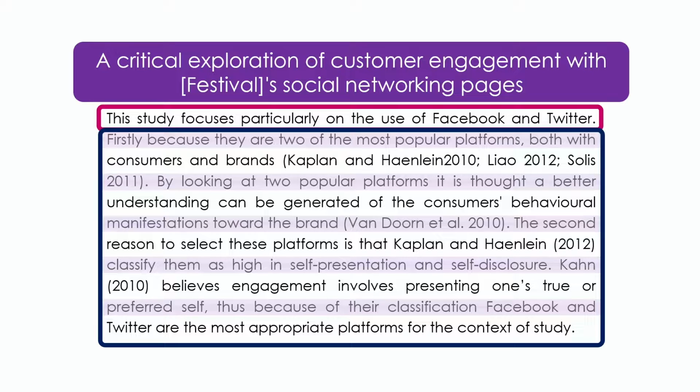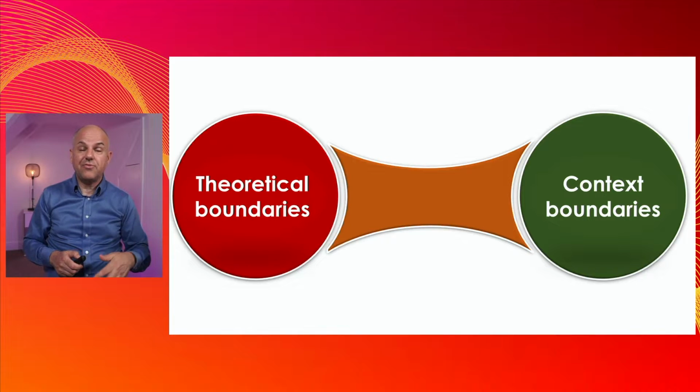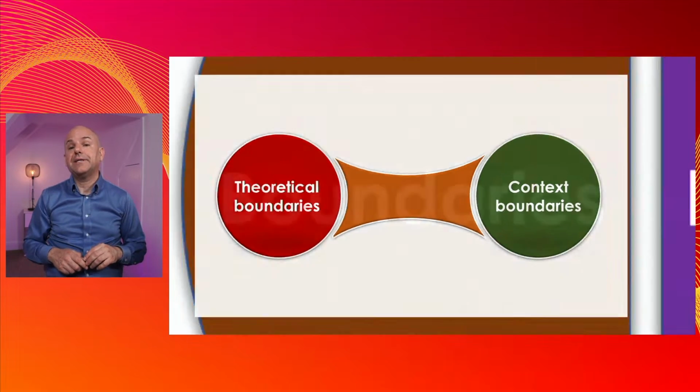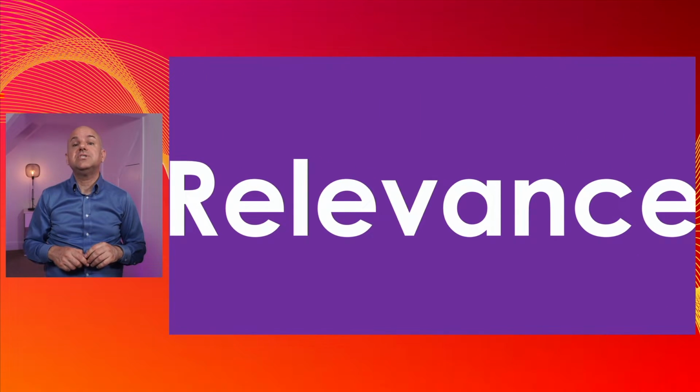So again, Facebook and Twitter are the context, or one of the contexts of the research, in this instance, a product category, and the student makes that clear from the outset. In summary, we have two types of boundaries: theoretical boundaries, which refer to process and content, and context boundaries. Time to move on to the second component, the second purpose of an introduction, which is the relevance.